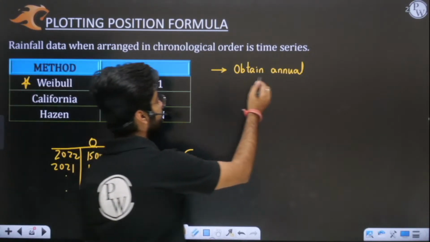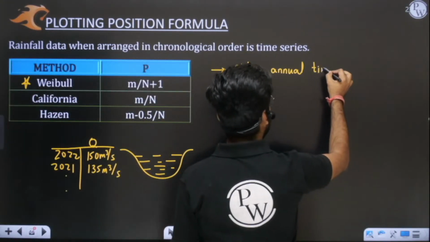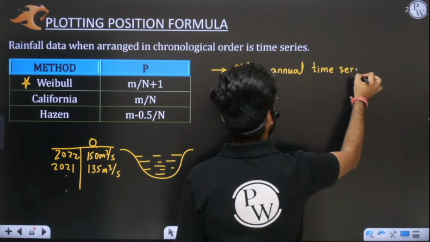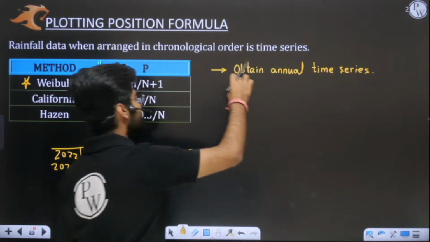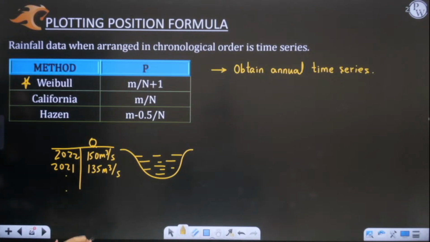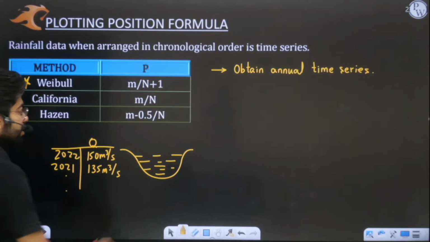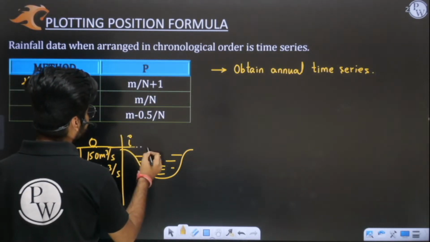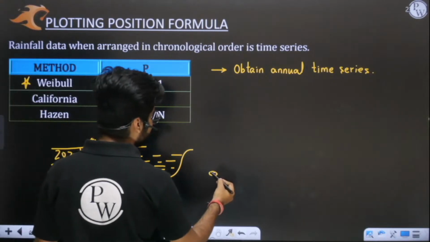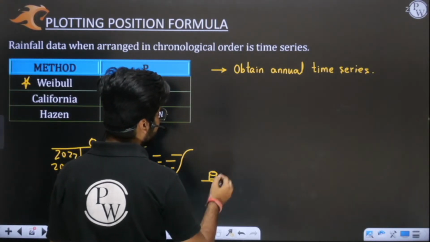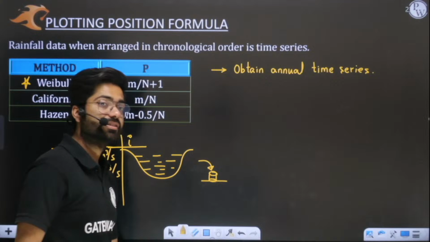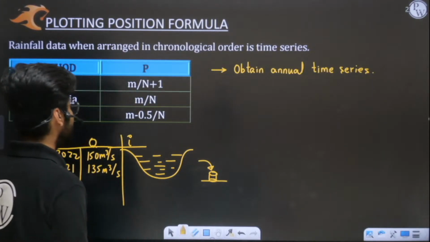So this data is known as annual time series. Why annual, sir? Because we are collecting yearly data. For every year we are interested in recording the highest value. Similarly, you can note down the highest values of rainfall at a given station. Let us say this is a rain gauge, and in this rain gauge, what is the highest rainfall recorded in any kind of year?